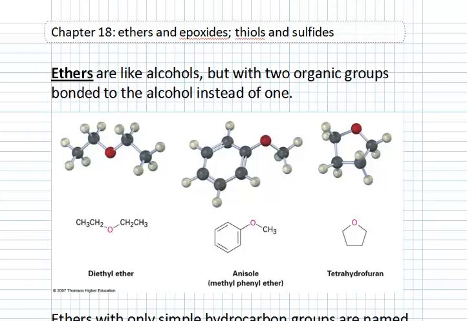Hi, this is our Chapter 18 lecture on ethers and epoxides and on thiols and sulfides. So the oxygen and sulfur analogs of these types of functional groups. We're going to start with ethers.